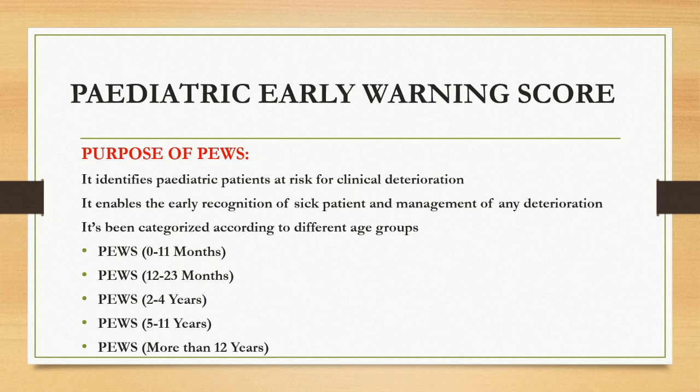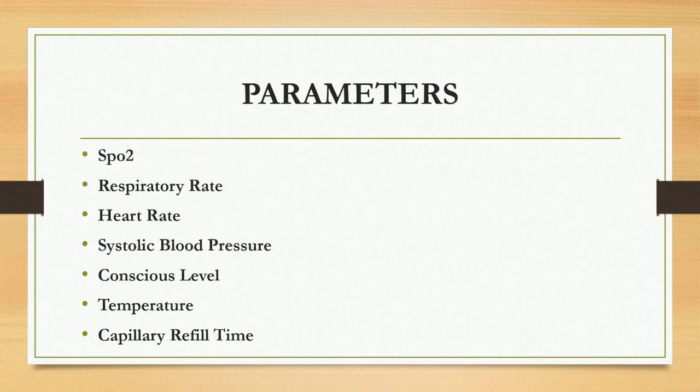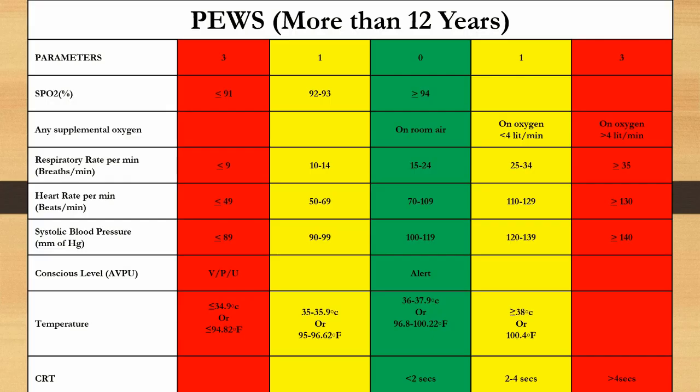It's been categorized according to different age groups, that is from 0 to 11 months, 12 to 23 months, 2 to 4 years, 5 to 11 years, and more than 12 years. In this, I am going to explain about more than 12 years. The main parameters are oxygen saturation, respiratory rate, heart rate, systolic blood pressure, conscious level, body temperature, and capillary refill time. Here, I am going to explain the criteria for more than 12 years.